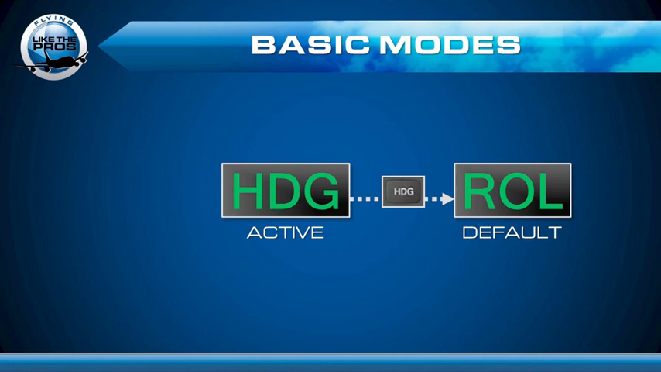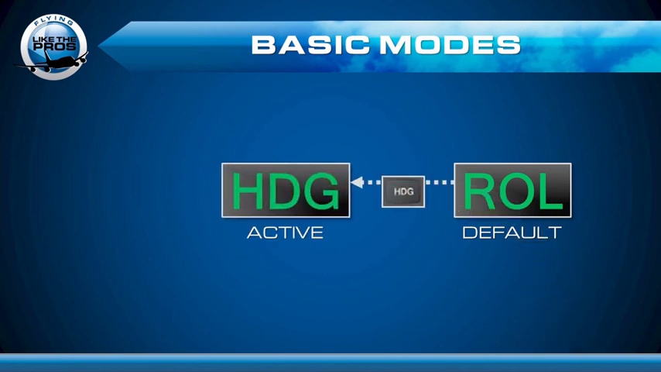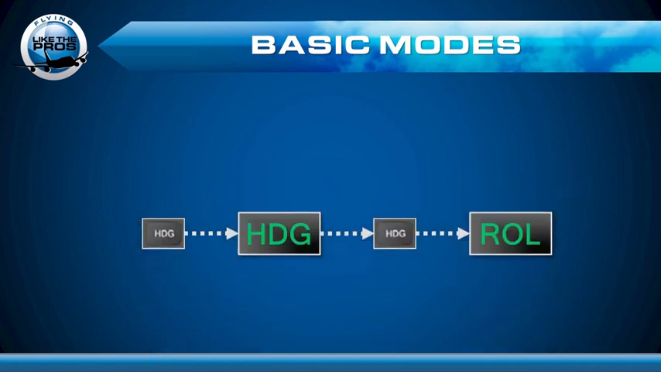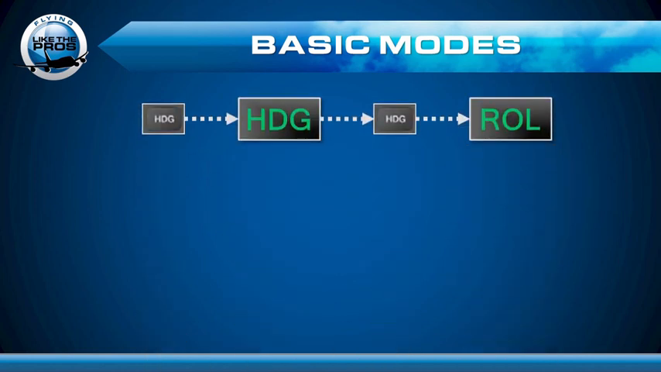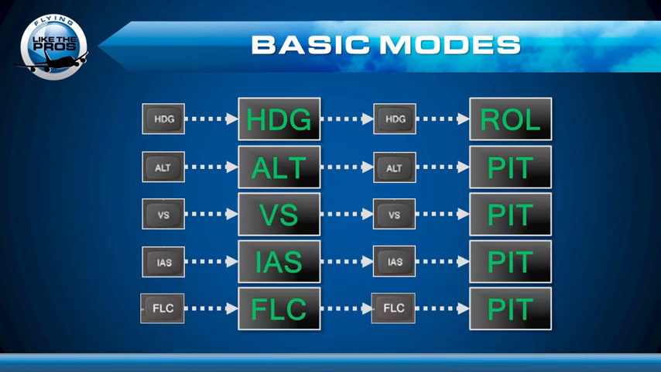To complete the picture, if I'm in roll mode and I press the heading button again, heading mode will turn on. I can go back and forth between heading and roll by pressing the heading button over and over again. So we saw how heading mode worked. Alt is another basic mode, but since it operates vertically, the default when you turn it off is pitch mode. And that's true for most of the other vertical modes like VS, indicated airspeed, or flight level change mode.